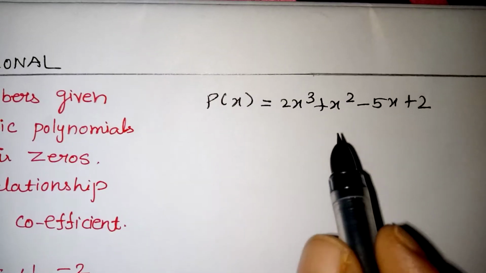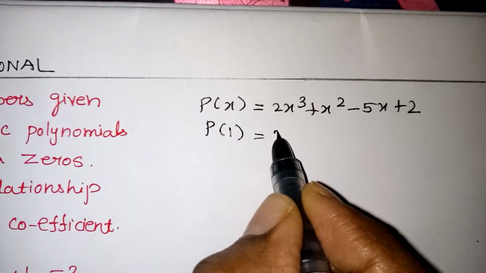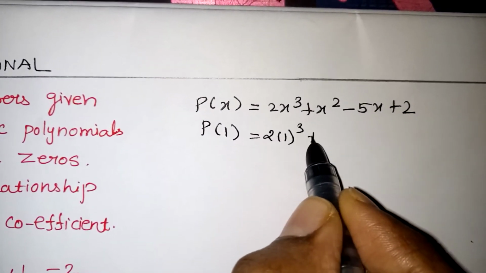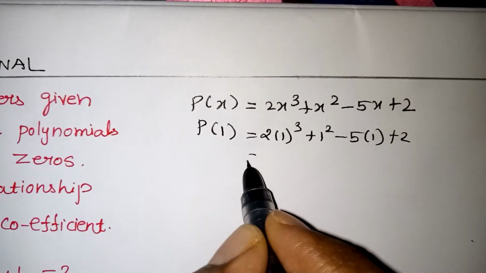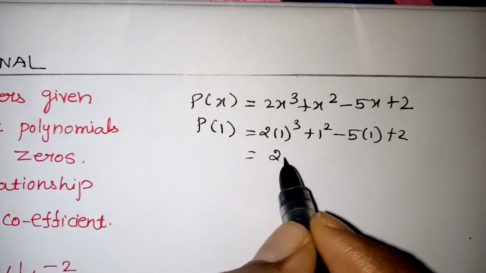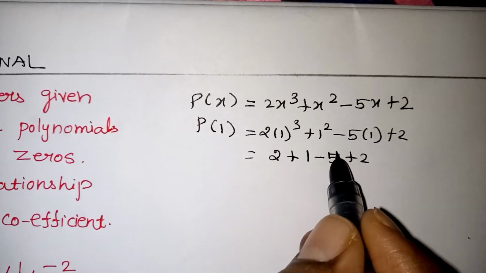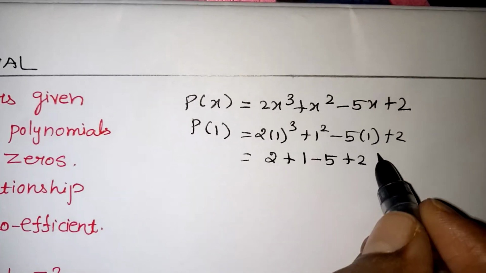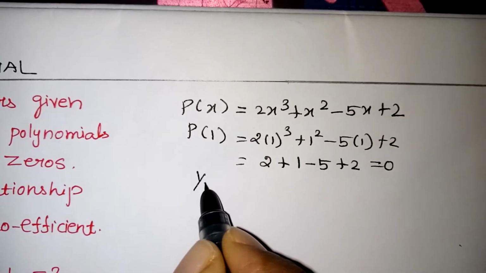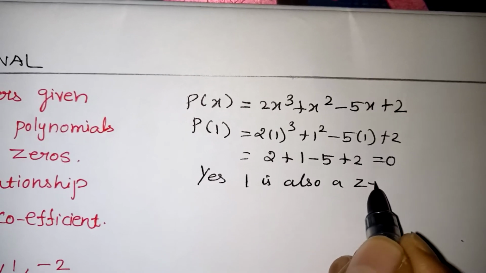The second zero which is given to us is 1. So p of 1 I am going to substitute. So 2 into 1 cube plus 1 squared minus 5 into 1 plus 2. Here 1 cube will be 1 only. So 2 plus 1 minus 5 plus 2. So 2 plus 1 is 3, 3 plus 2 is 5, 5 minus 5 is 0. So yes, 1 is also a zero of the given polynomial.